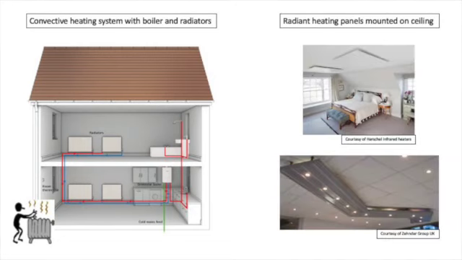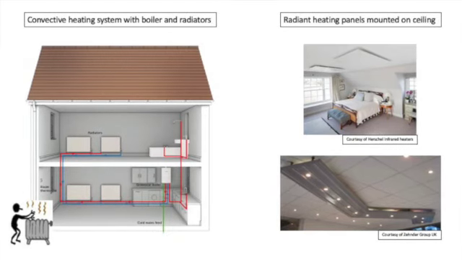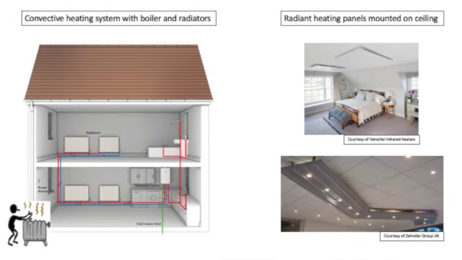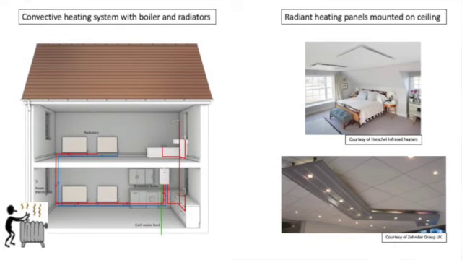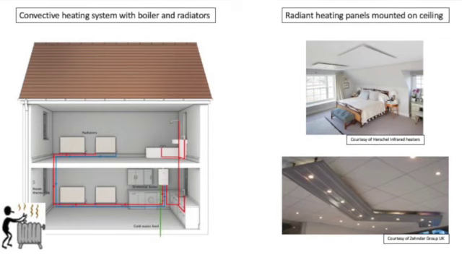A much more efficient way to warm up the people in a house is to use radiant heat. In the same way that the sun's rays deliver infrared radiation to our bodies and keep us warm even when the air temperature outside is cold, so do radiant heating panels mounted on the wall or ceiling.